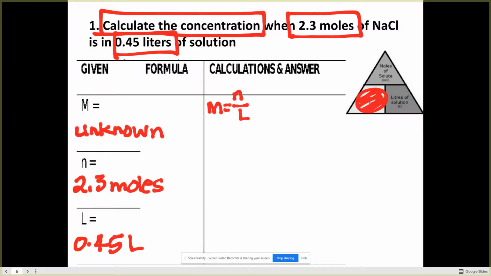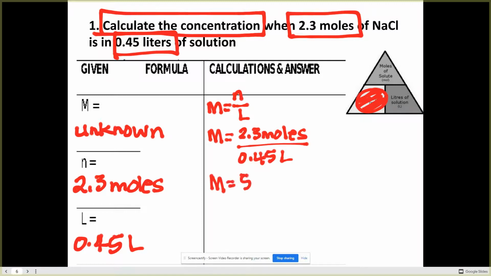So let's just plug it in. So big M is equal to 2.3 moles over 0.45 liters. So you get a calculator, you do the math. We divide those numbers, 2.3 divided by 0.45, and you get 5.11. So big M here is equal to 5.11.